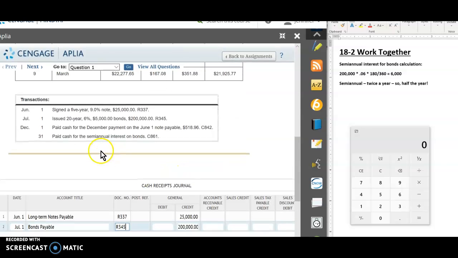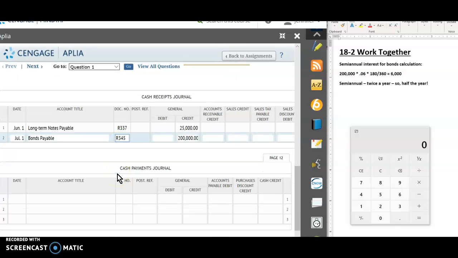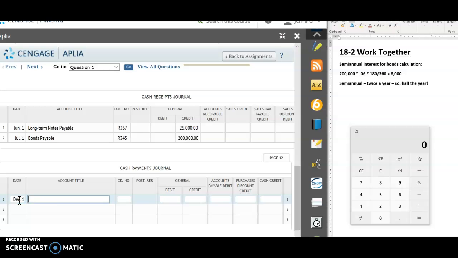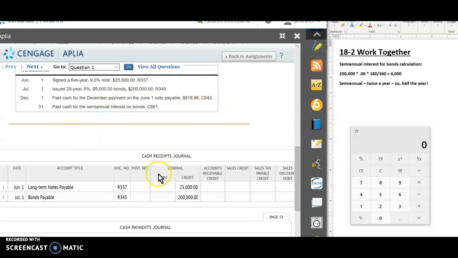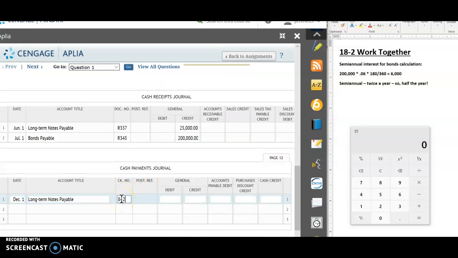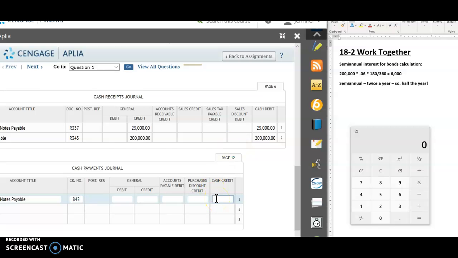$518 payment in December, $174.88 is interest, and $344.08 is principal. Okay, so cash payment, paid cash, so go down to your cash payment journal, and this is on December 1st. All right, so we're making a payment to what we owe. So if you remember up here, when we took the money out, we put it in long-term notes payable because that's that 5-year loan. So as we pay it off, we take it out of long-term notes payable. Okay, this is a cash payment, so it was check number 842.